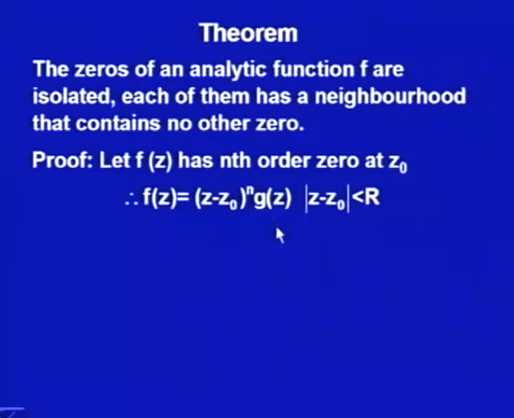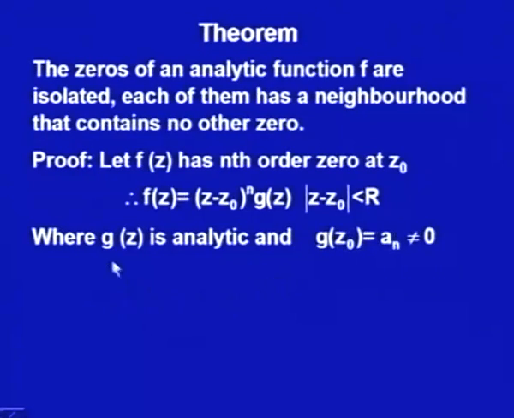G of z would be a n plus 1 z minus z naught to the power 1 plus a n plus 2 z minus z naught to the power 2 and so on. That is again a power series, so that is also an analytic function. Moreover, g at z naught is not 0. Now, g of z is analytic and g of z naught is a n, which is not 0.